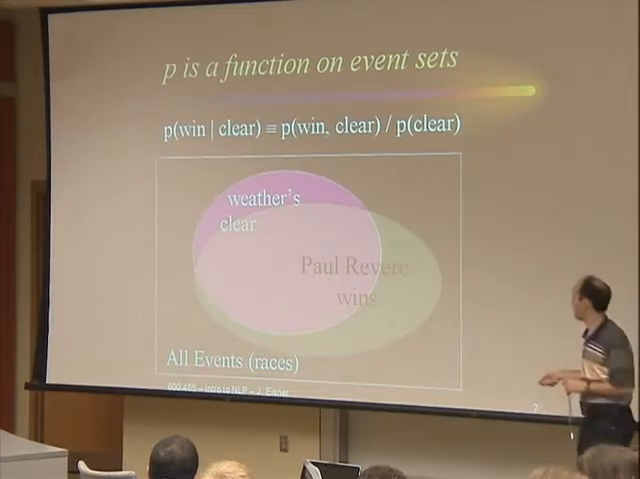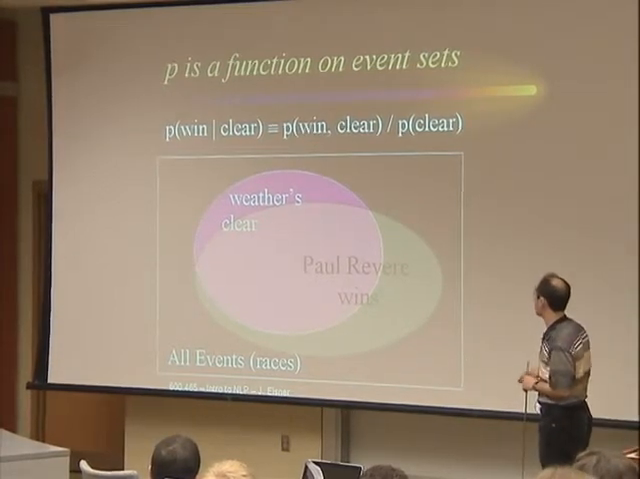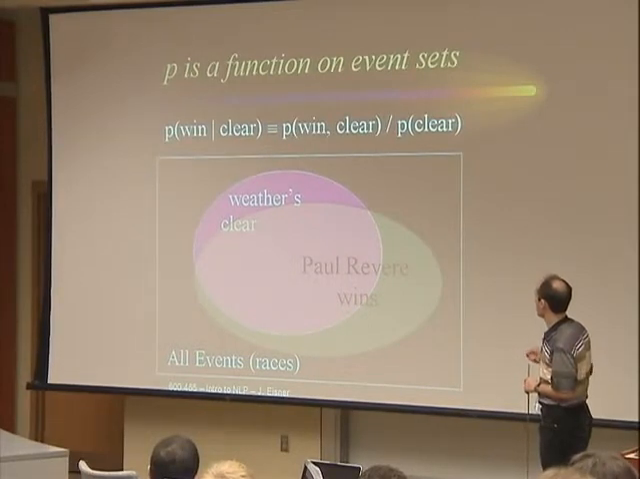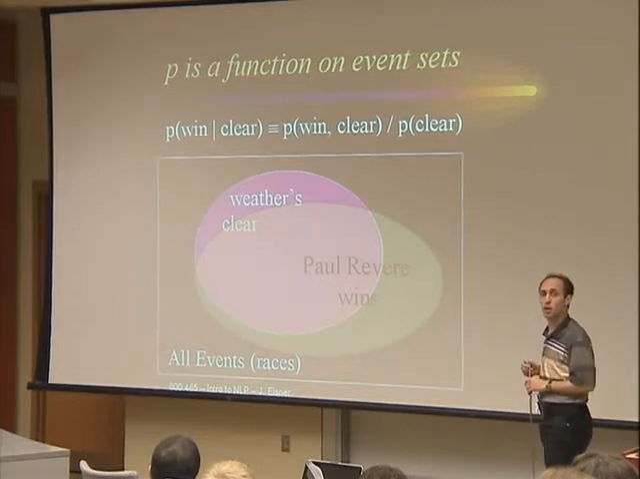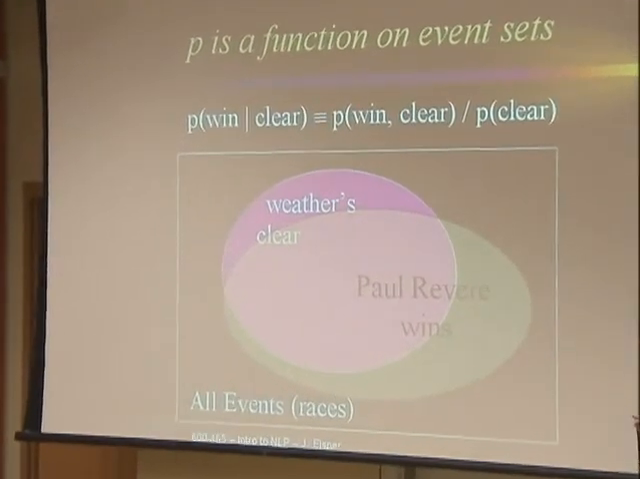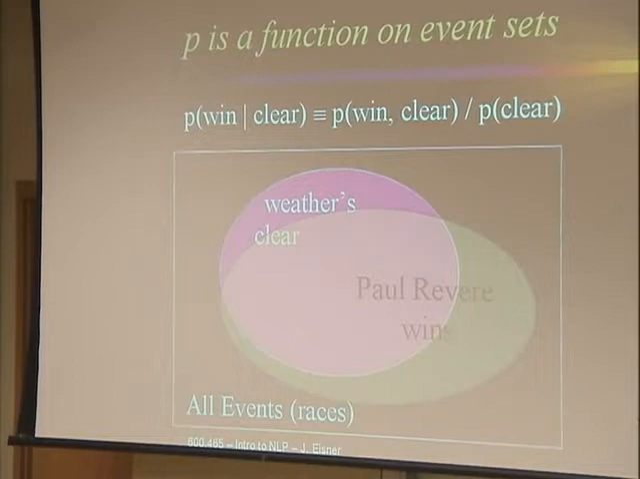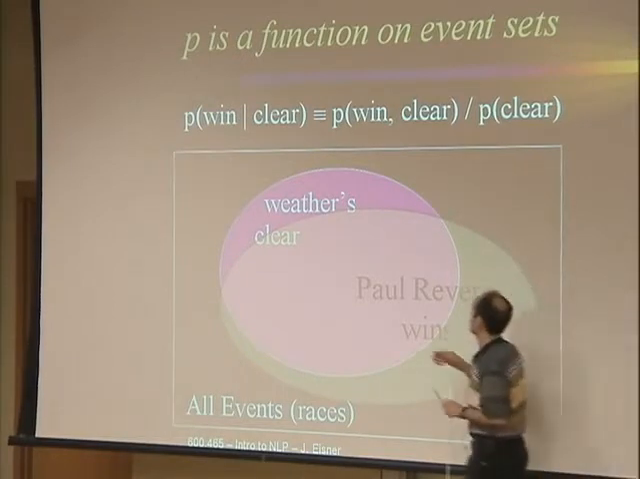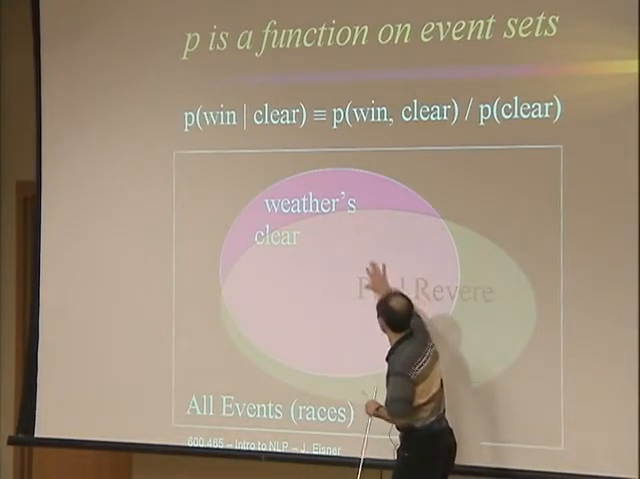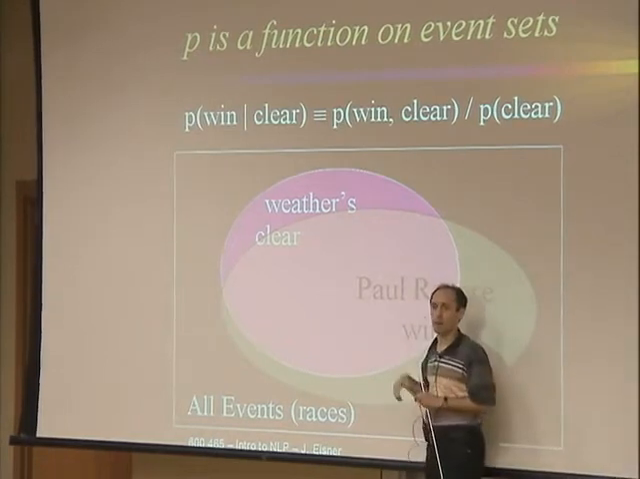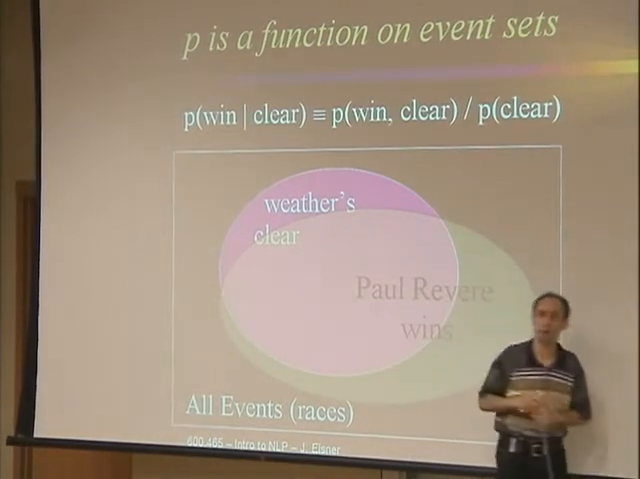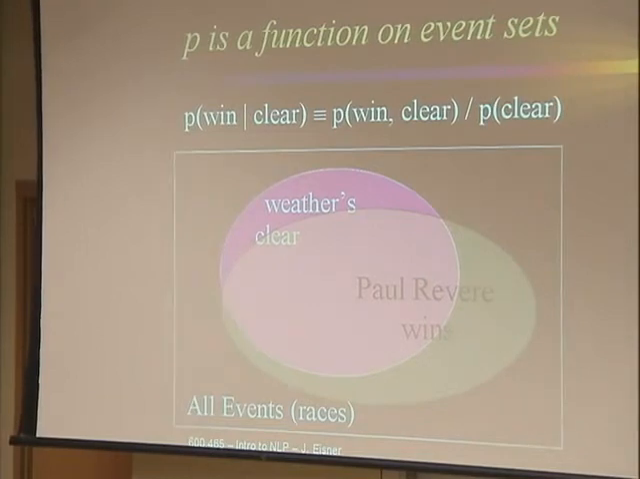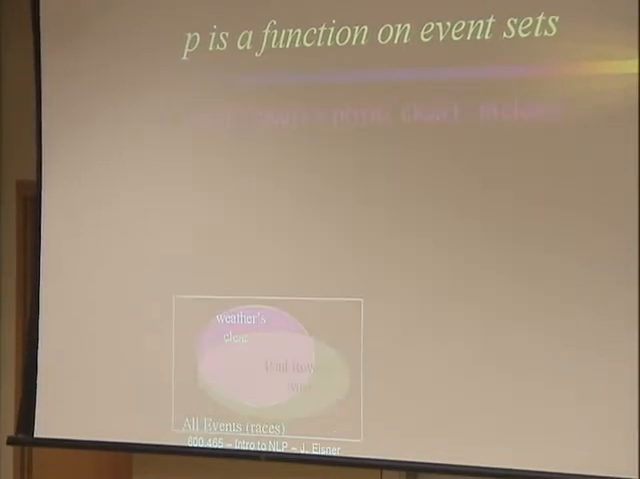Okay, so here we have the set of all events, and I'll come back to this idea of an event space. This pink ellipse is all the events in which the weather was clear, and we're interested in this overlapping part here, which is 90% of the time when the weather is clear. It's the time when Paul Revere also wins. Just the overlap. Okay. So again, this vertical bar is just syntactic sugar.